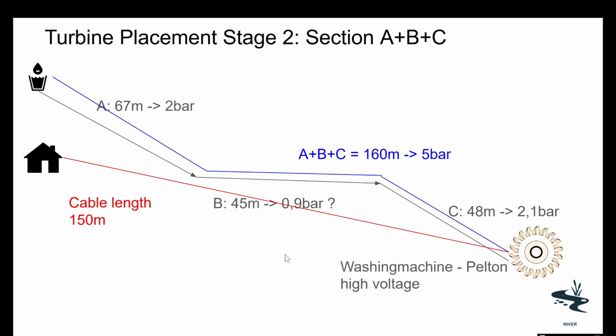I would have to either increase the voltage, which results in losses, or buy very big cables, which is expensive. So the best option here would be to go with a washing machine Pelton wheel. These motors go up to 400 volts, and therefore the cable size could be reasonable.